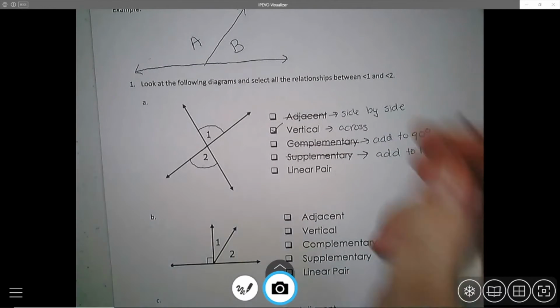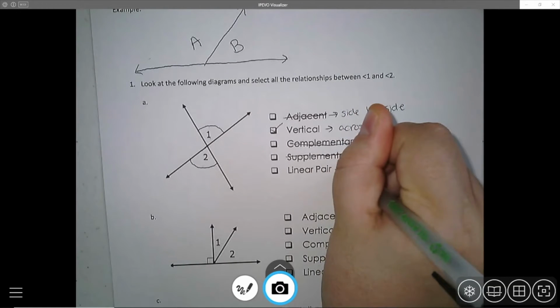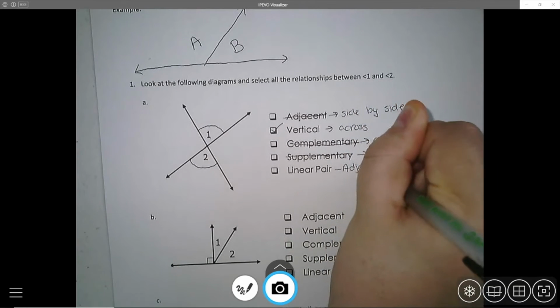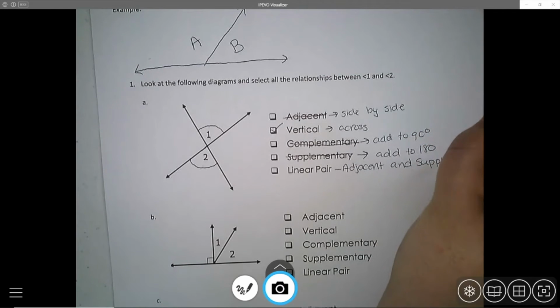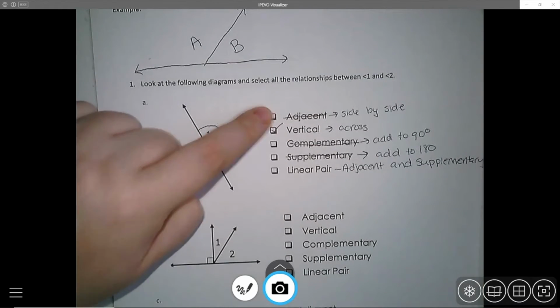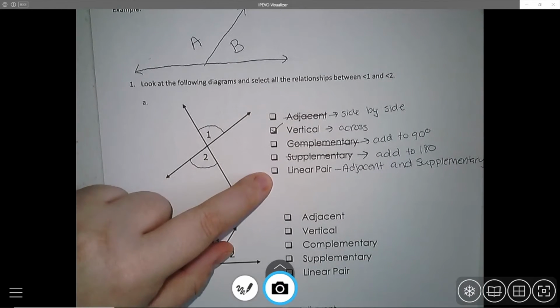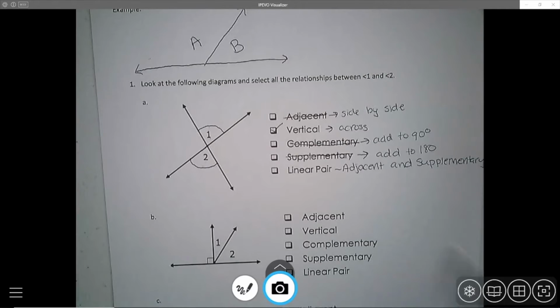Okay, and linear pair. Before you even say a linear pair, it has to be adjacent and supplementary. So you have to say check marks for adjacent and supplementary, and automatically you can mark this last one. It was not adjacent, it was not supplementary, so it's not a linear pair. This first example is only a picture of a vertical angle.